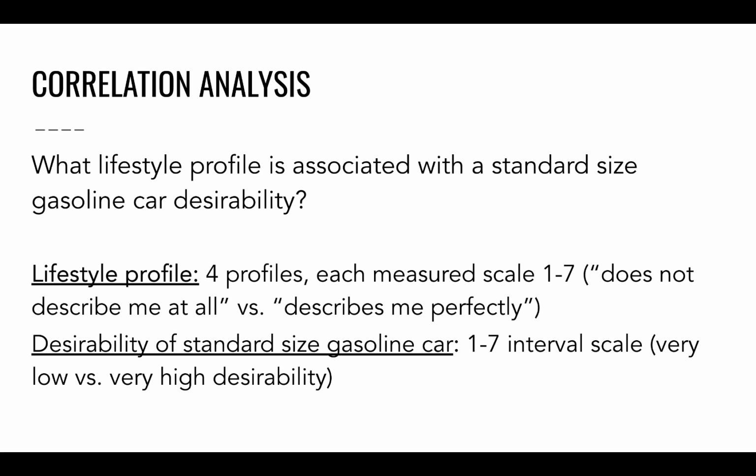So let's say we want to know if there's a relationship between different lifestyle profiles and the desirability of a standard size gasoline car, so just a basic car. Lifestyle profiles are assessed by means of 4 profiles, each measured on a scale from 1 to 7: does not describe me at all versus describes me perfectly. So this is a metric scaled variable. And then desirability for a standard size gasoline car is also measured by means of an interval scaled variable ranging from 1 to 7, 1 being very low desirability versus 7 being very high desirability. So these two variables meet the requirements, namely being metric scaled, to use a correlation analysis.